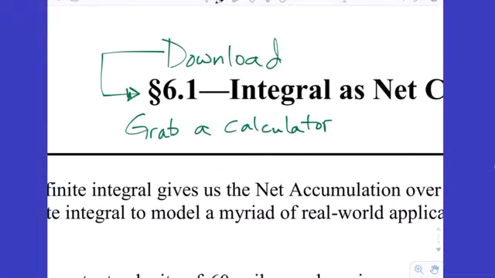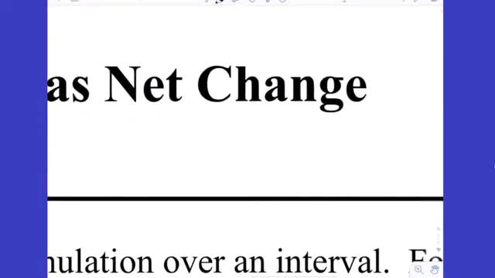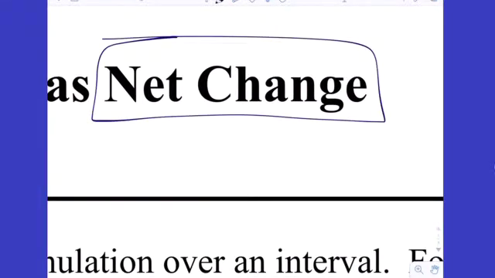Okay, 6.1 is called integral as net change. But that is something that we've already known, okay? When we talked about the area in chapter 4, we said that the integral can give us the area, and area can help us find integrals. But in general, the integral from left to right gives us the net accumulation, which means signs matter. If something is above versus below, there's going to be some cancellation going on.